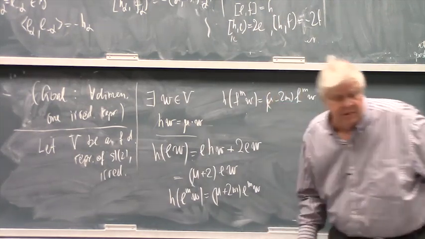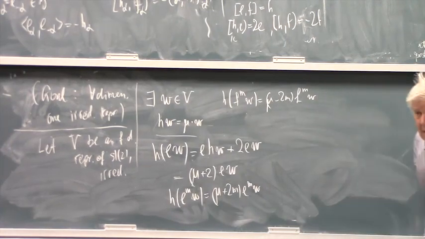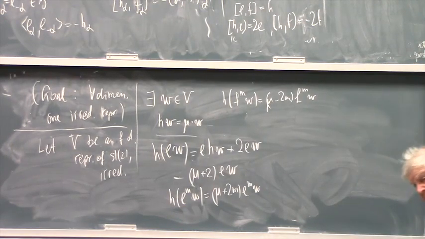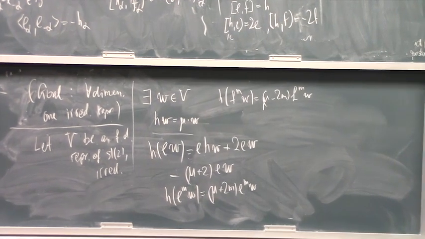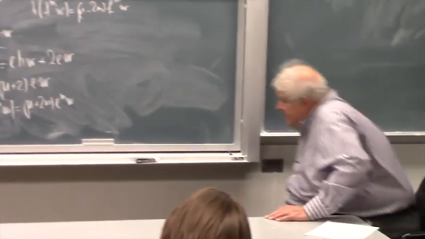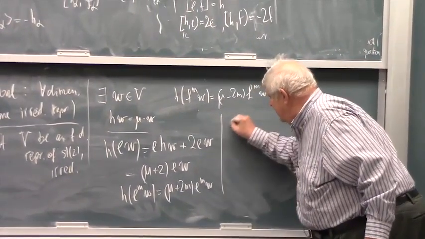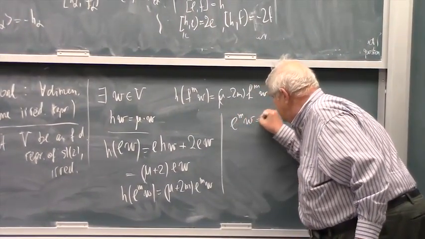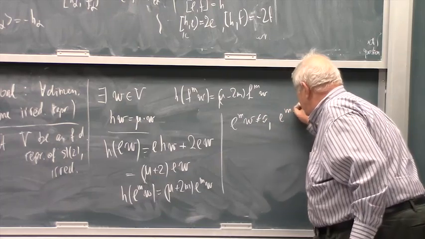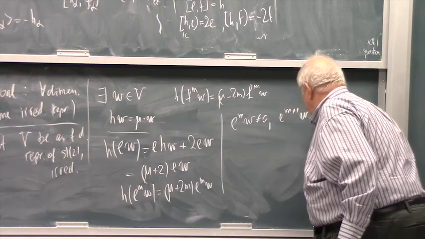So I have this sequence of eigenvectors. But this sequence certainly cannot be infinite because it's a finite dimensional space. Finitely many eigenvalues. So if I apply and apply and apply E to W, then at some moment I will get 0, right? Suppose that this is the very last, so E to the power m W is still not 0, but E to the power m plus 1 W is 0.